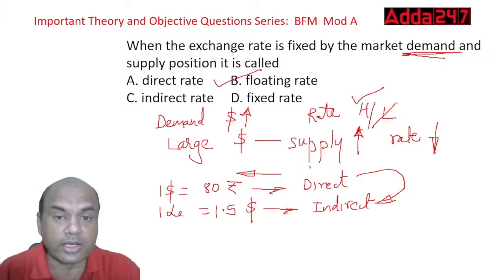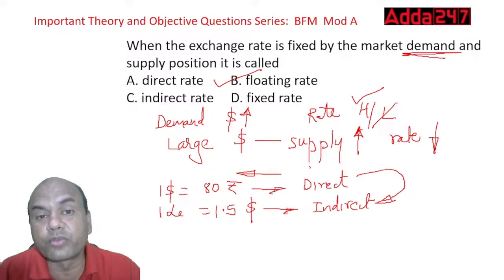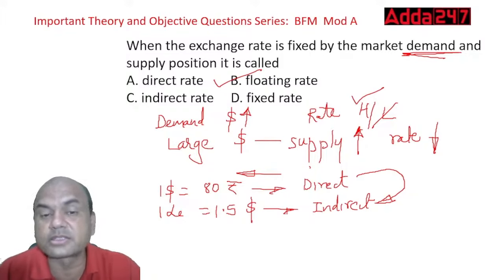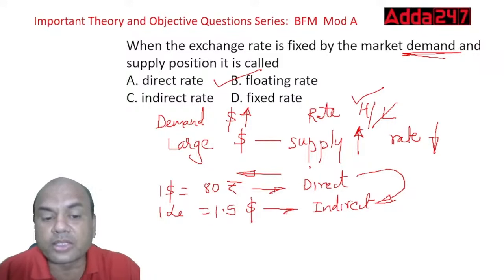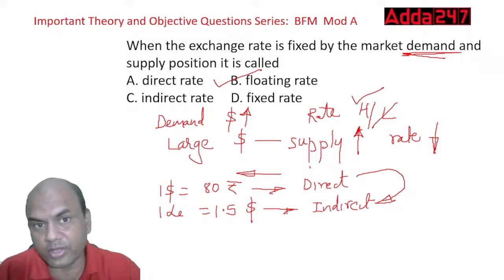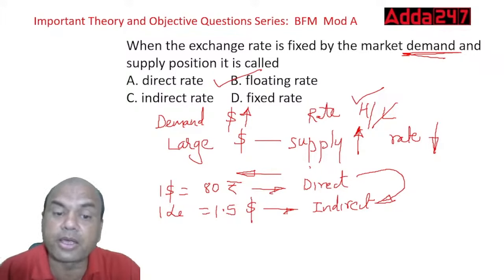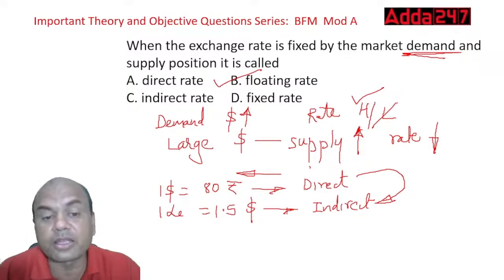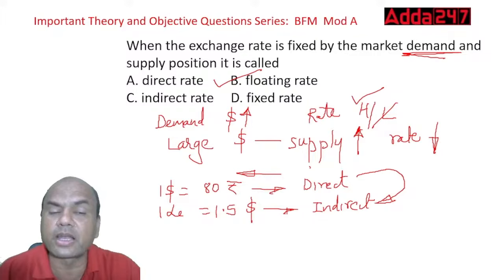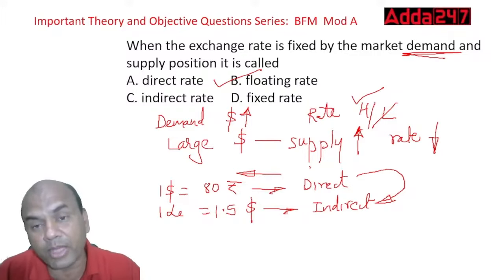But don't confuse yourself with the currency. The pound has the indirect rate. Is that economy bigger than India's? No. The Indian economy is bigger than the British economy. Still they have the indirect rate, because these rates were fixed long back. That's why they are still prevailing.